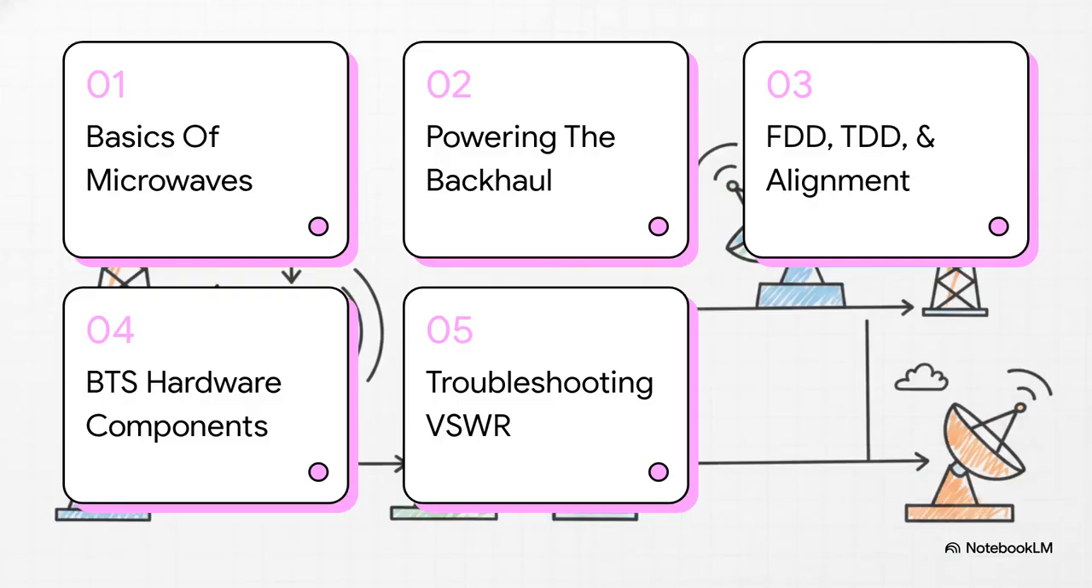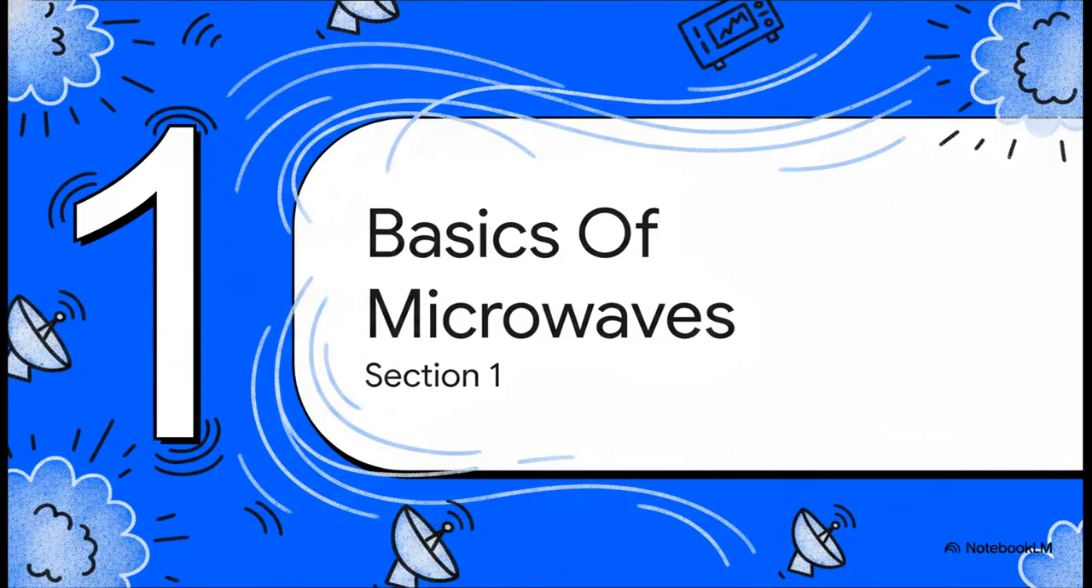Here is our roadmap for today. We'll start with the basics of microwaves, move into powering the telecom backhaul, look at FDD, TDD, and alignment, check out some essential BTS hardware components, and finally, do some real-world troubleshooting with a VSWR alarm. All right, Section 1, the basics of microwaves.